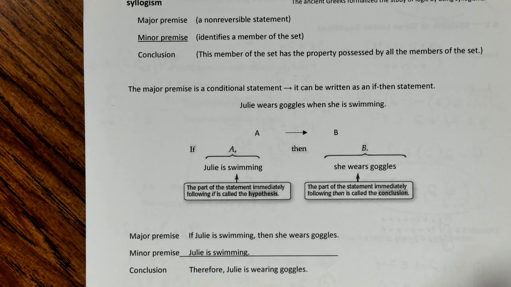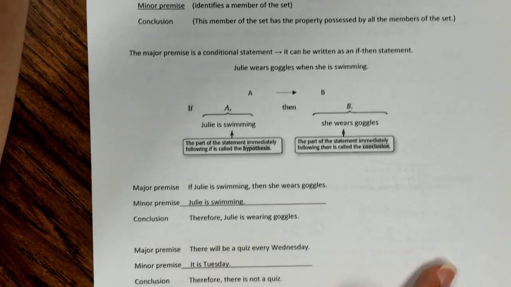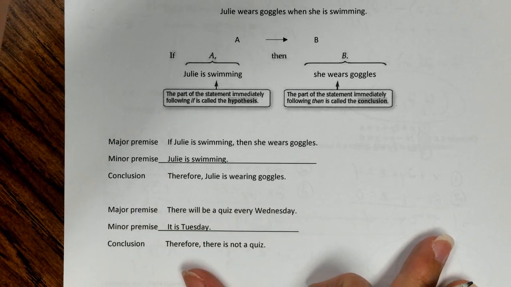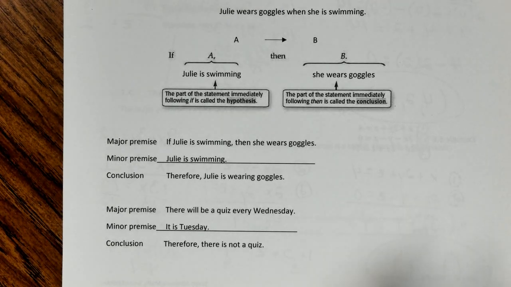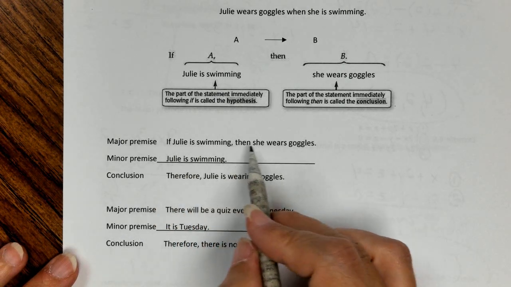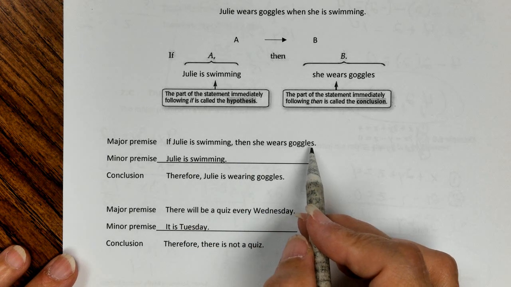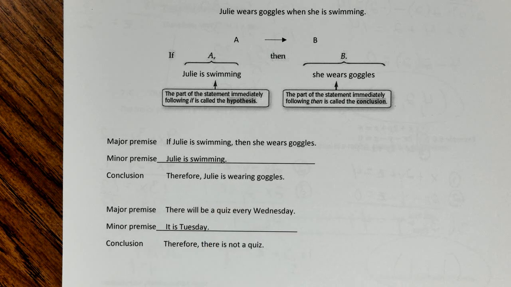All right, so take a look at this first one down here. Our major premise is, if Julie is swimming, then she wears goggles. We have it here written as an if-then. The minor premise is Julie is swimming. You have the major premise, which is like the rule, and then the minor premise is identifying one subgroup, or in this case, just, yes, she's swimming.